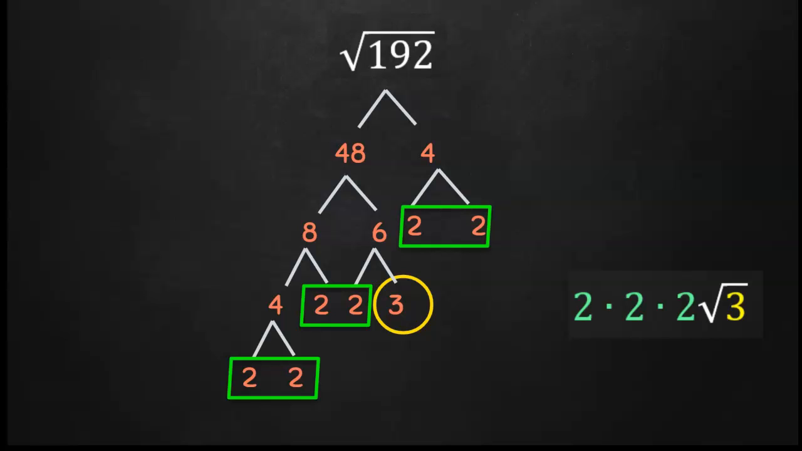So you write 2 3 times. So 2 times 2 times 2 goes on the outside. And then you have the square root of 3, which simplifies to 8 square roots of 3.